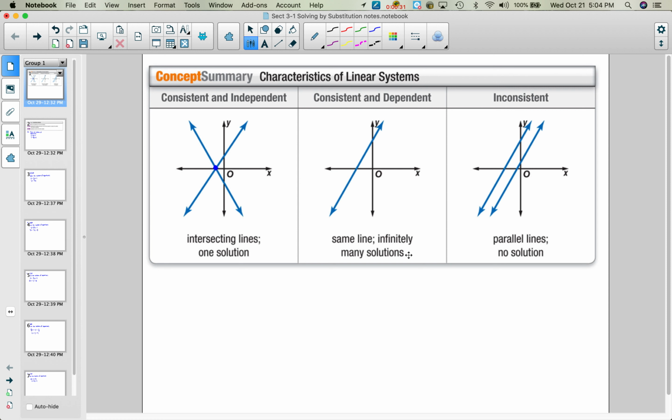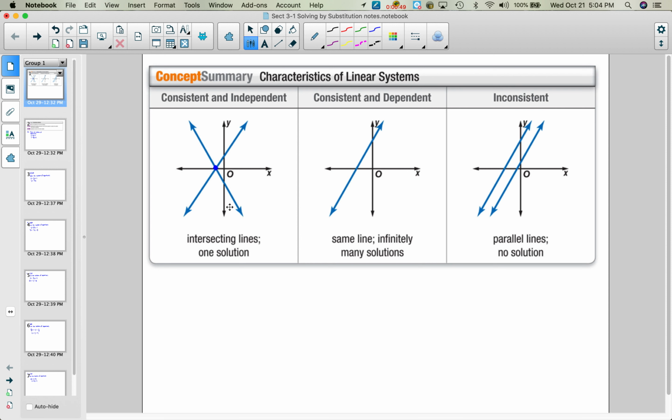That is not the same as all real numbers, because there's a whole bunch of points outside of the line that are not solutions. Okay, so infinitely many solutions. If you have parallel lines, we say that is an inconsistent system and there is no solution.